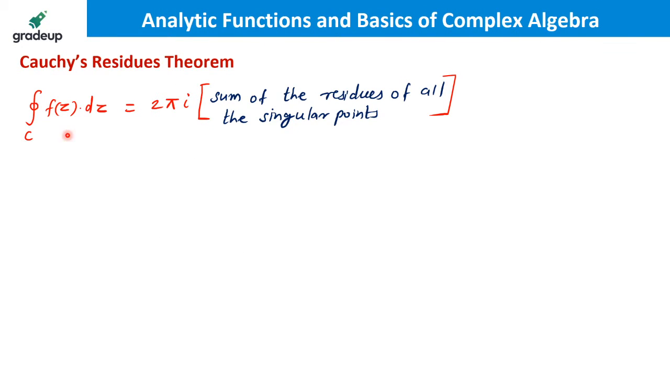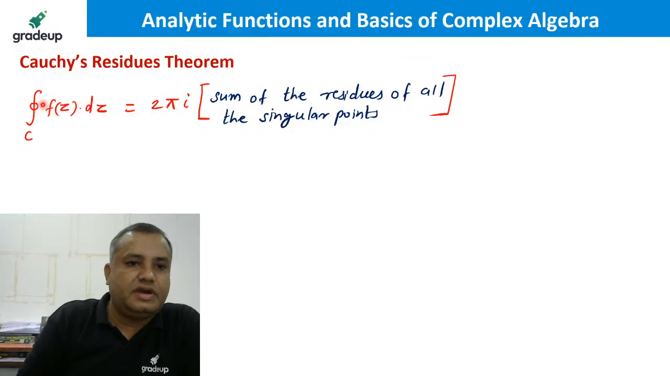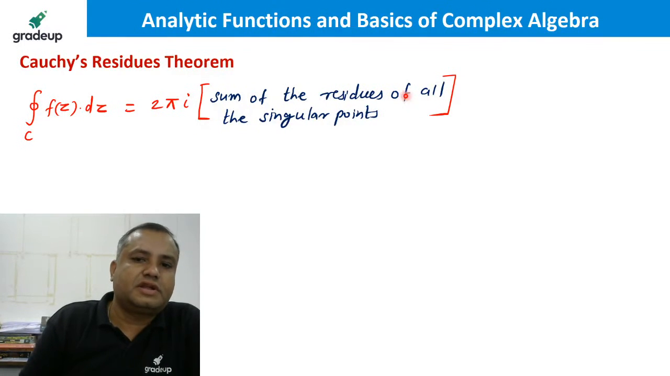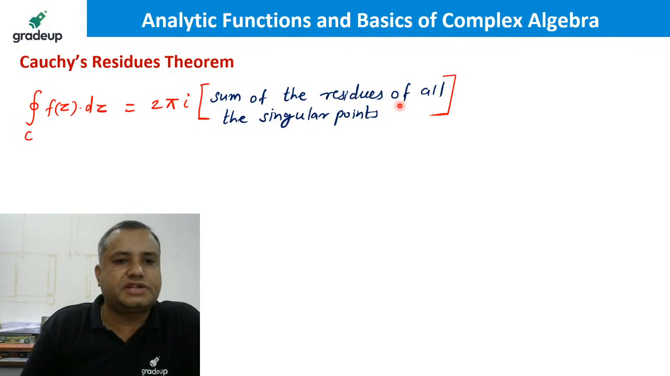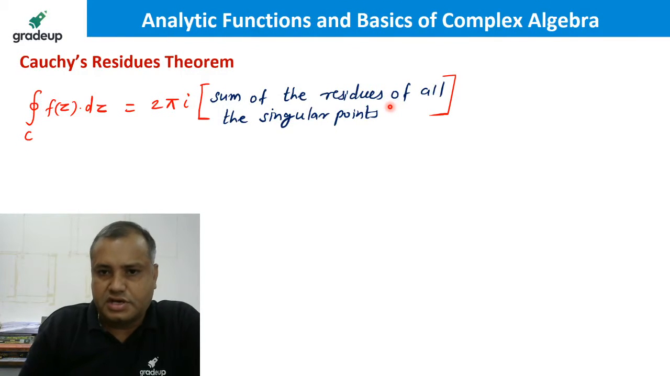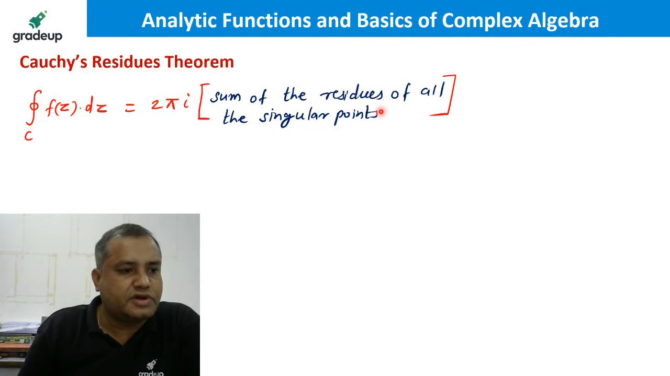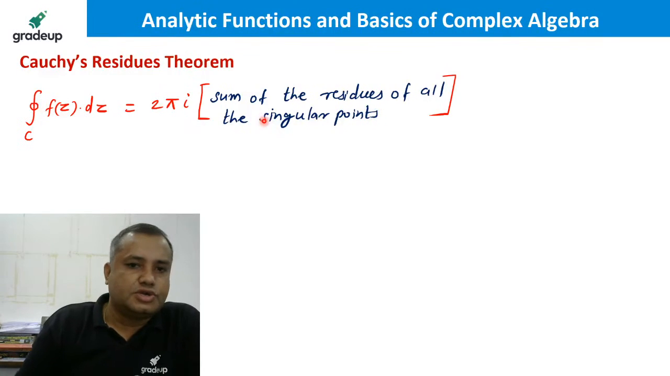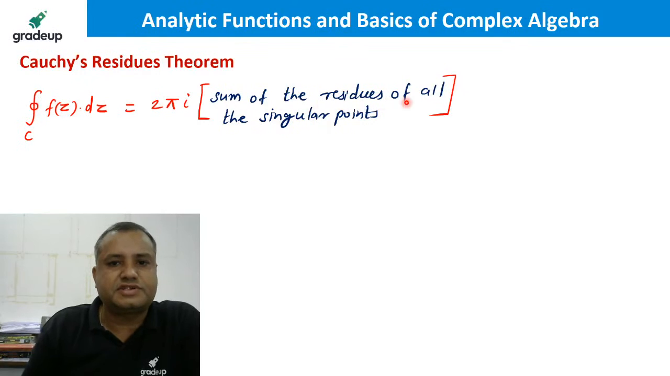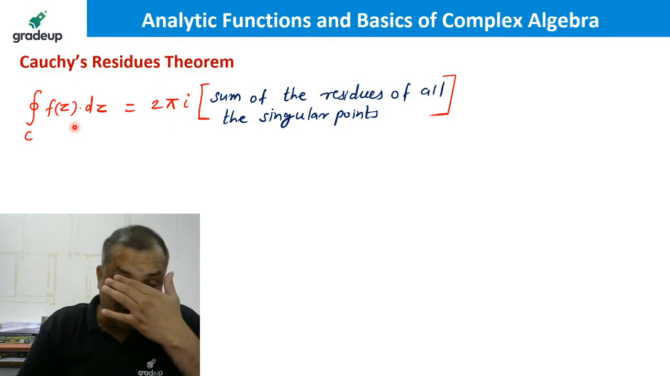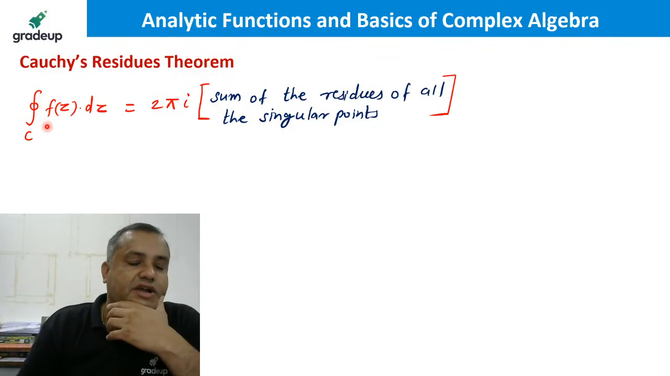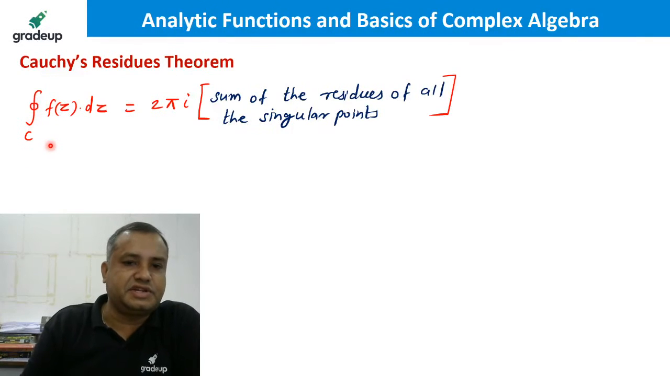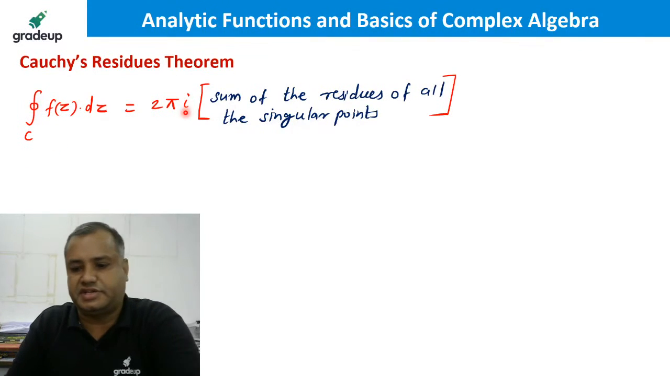Now Cauchy's residue theorem. Integration of f of z dz will be 2 pi i times the sum of all the residues. You have to consider the residues of only those poles which are singular points here. So whatever singular points, the poles which are lying inside this region, they will contribute only to this integration.